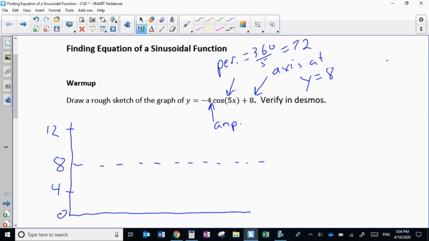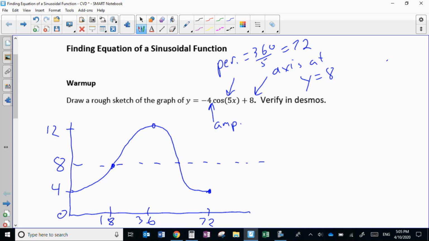Now this graph is cosine, but it's upside down. Normally cosine starts at its maximum and goes down, but since it's been reflected in the x-axis, this graph actually starts at its minimum and goes up. So it's going to do something like that right there. The period is 72. Of course, half of 72 is 36. That's where we have our maximum. Half of 36 is 18, so that's where this point right here is.